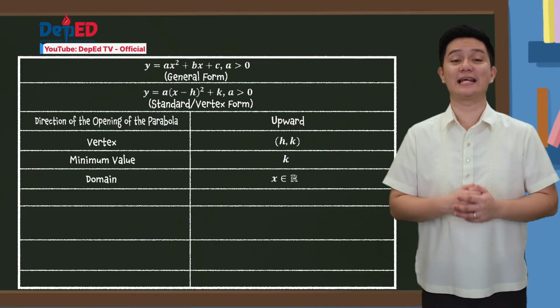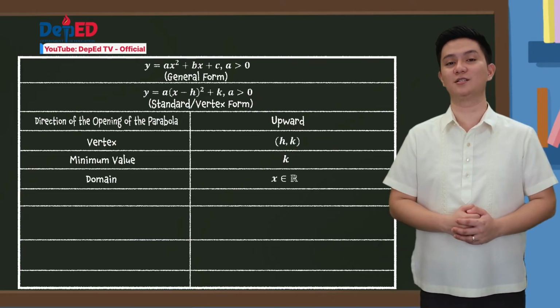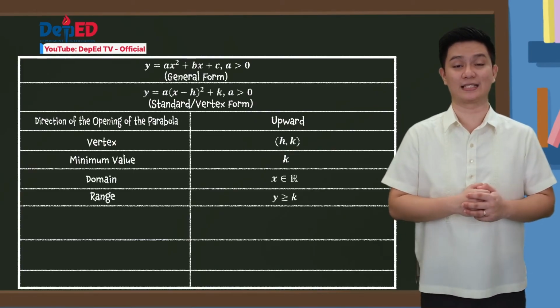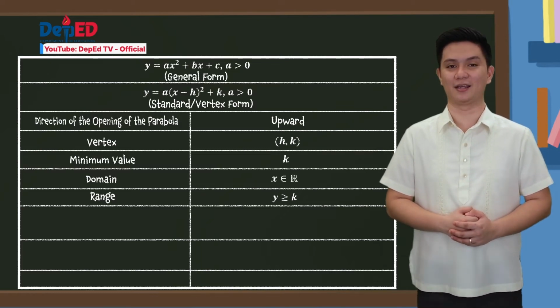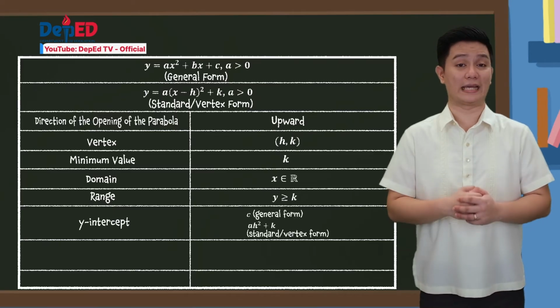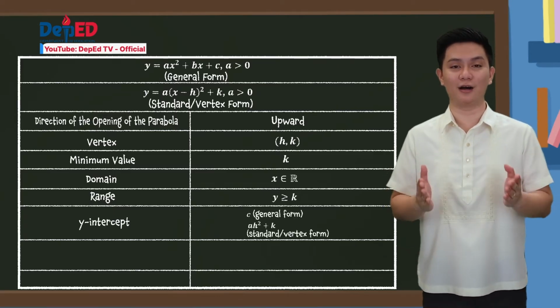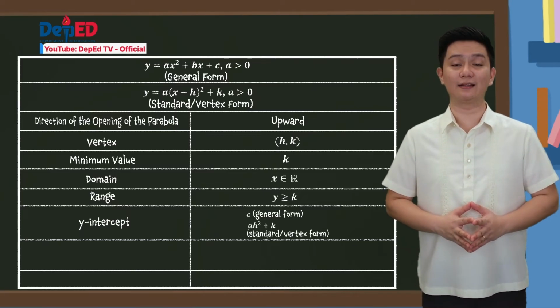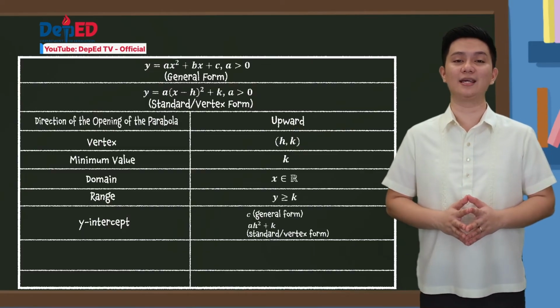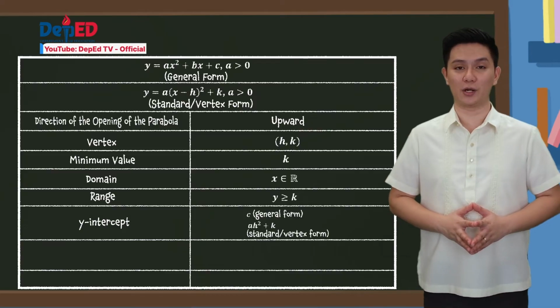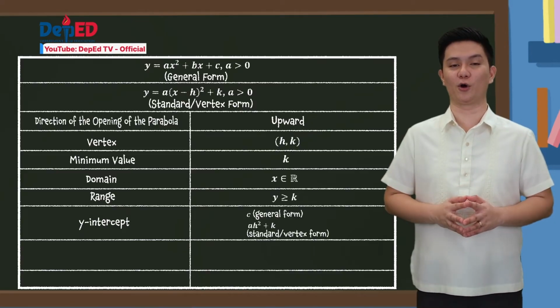Its domain is the set of real numbers, while its range is the set of all y that is greater than or equal to k. The y-intercept is equal to the value of the coefficient c in the general form, while it is equal to the value of ah squared plus k if we are going to base it on the vertex form.